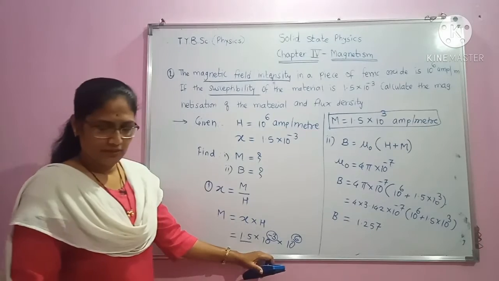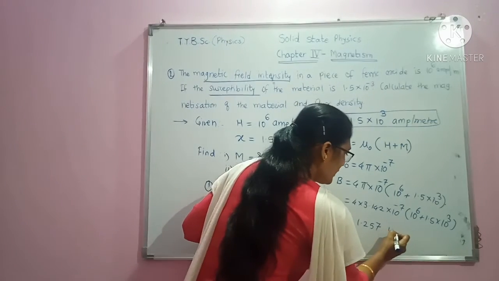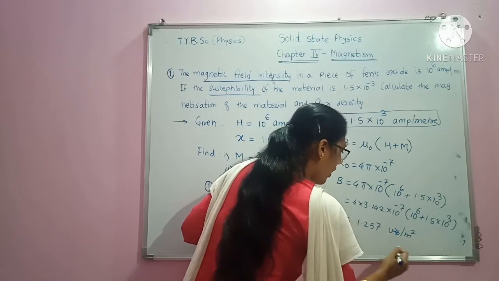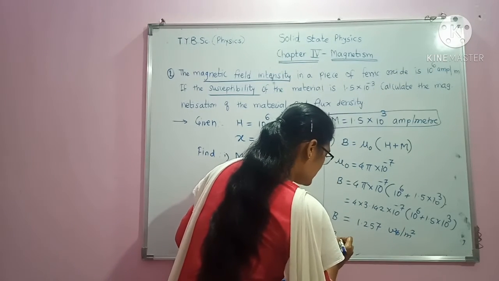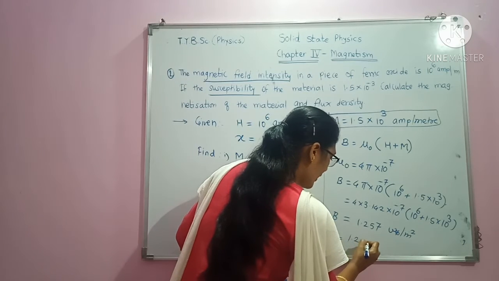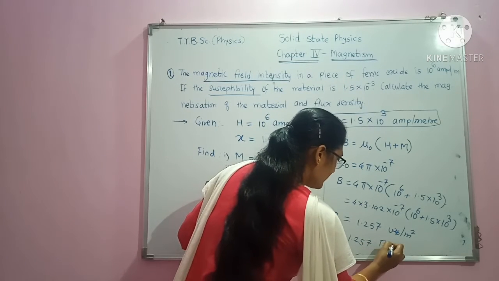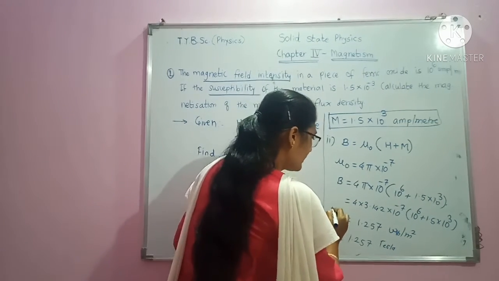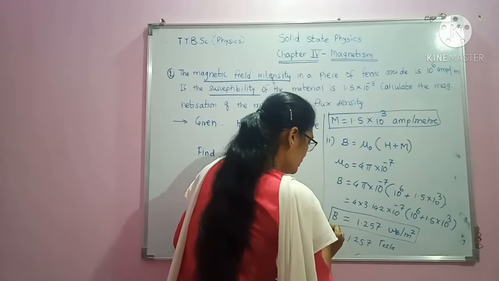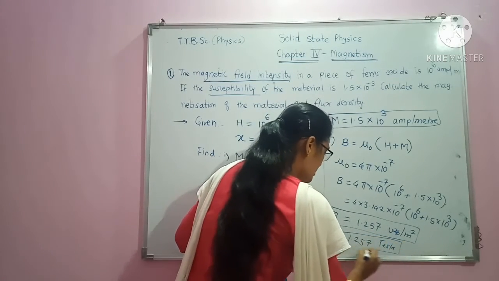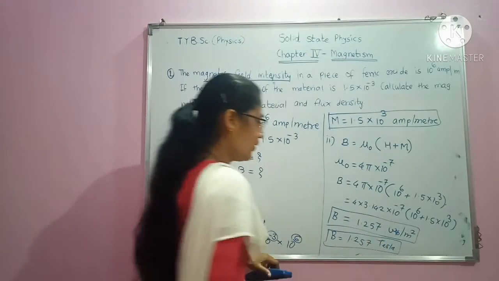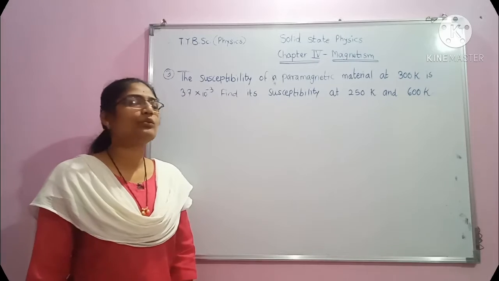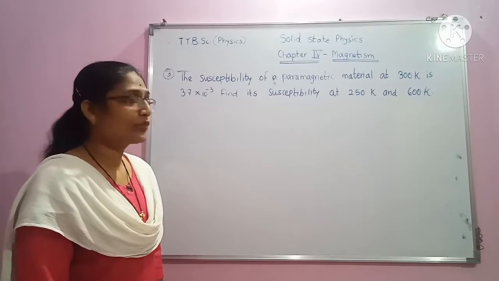It is magnetic induction and it is given in Weber per meter square, or B is equal to 1.257 Tesla. You can either use Weber per meter square or Tesla. So the value of magnetic induction comes out as 1.257 Tesla. Let's start to solve one more example from this chapter.